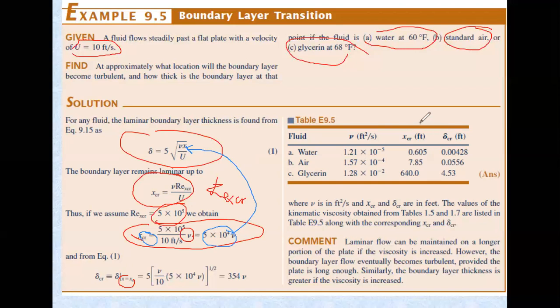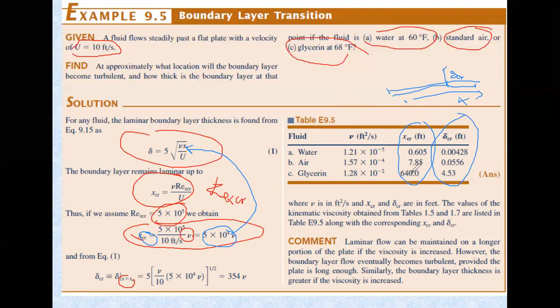So you will have x critical and delta critical. It's actually x will represent how long or how far from the leading edge. So this is x, while delta critical will have how high from the wall when that occurs. So this is x critical, so this is delta critical. So how long from the leading edge and how high from the plate when the transition occurs.